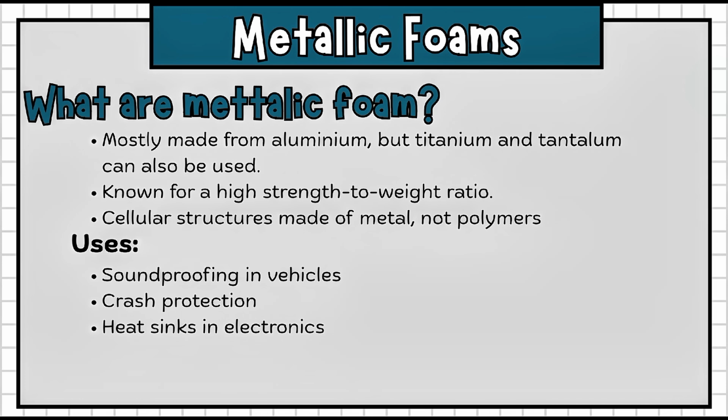Metal foams are usually made from aluminum because it is light and easy to work with, but other metals can also be used. They are known for their excellent strength-to-weight ratio, meaning they remain strong even if they are very light. These foams have a cellular or sponge-like structure, but unlike regular foams made of plastic, this one is made of metal. They are commonly used for soundproofing in vehicles, absorbing impact during crashes, and managing heat in electronics through heat sinks.